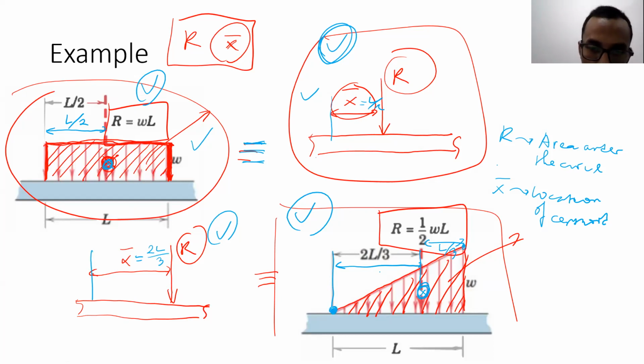From this particular location, this and this location are the same. This location and this location are the same. Here is supposed to be W multiplied by L. For this one, it is supposed to be W multiplied by L divided by 2 because of the triangle, where W is this particular length, the maximum.